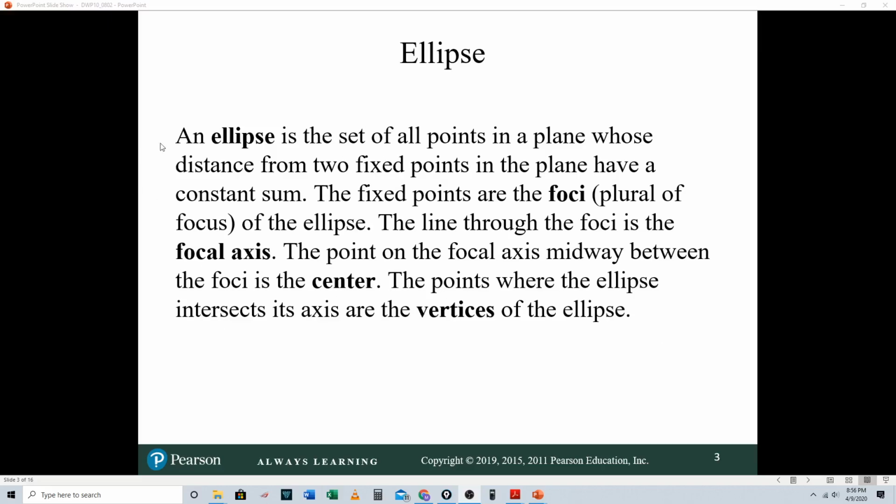So, now an ellipse is a set of all points in a plane whose distances from two fixed points in the plane have a constant sum. The fixed points are called the foci, plural of focus, of the ellipse. The line through the foci is the focal axis. The point on the focal axis midway between the foci is the center, and the points where the ellipse intersects the axis are the vertices of the ellipse.